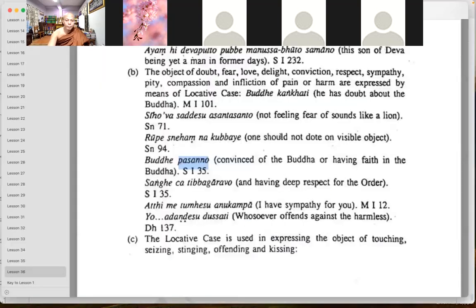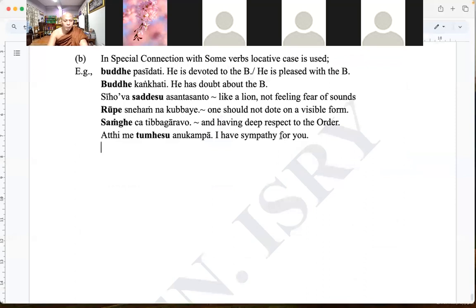And then another example. Adandesu doseti, whosoever offends, doseti, offends against the harmless, Adandesu. Maybe a loud example, but somewhat unnecessary one and omitted here. So doseti means offense against. But in English, against, but in Pali with the locative case, you see? The harmless, Adandesu.